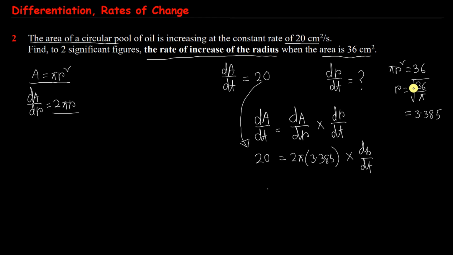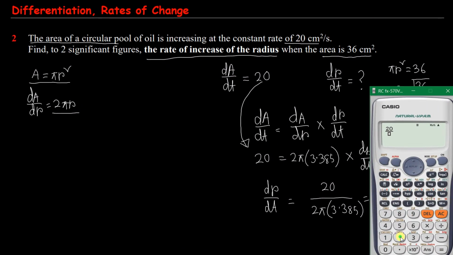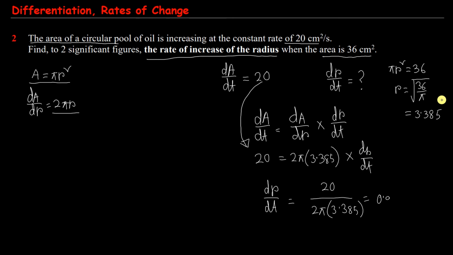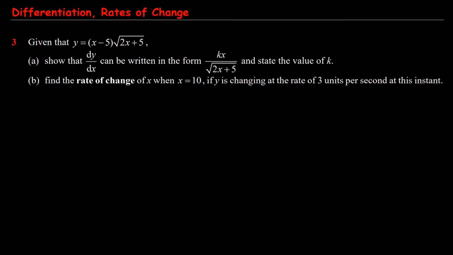Actually dr by dt we need to make the subject, and we're going to use the calculator again. 20 divided by twice pi times 3.385. So let me check what it would come to. Twice pi into 3.385. We got from here 0.94. So write there 0.94. This is the 3 significant figure answer, 0.940, or we can write it to 2 significant figures.